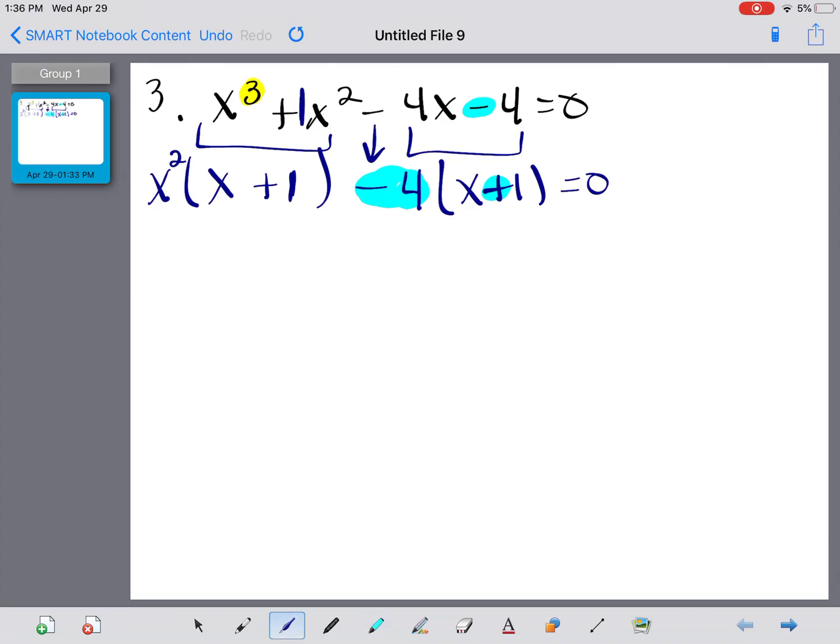So then we are going to make our 2 parentheses. The x squared minus 4, my GCFs go together in 1 parenthesis, and then my x plus 1s, the repeating parenthesis, go together in another.